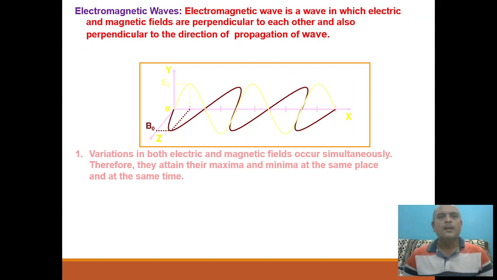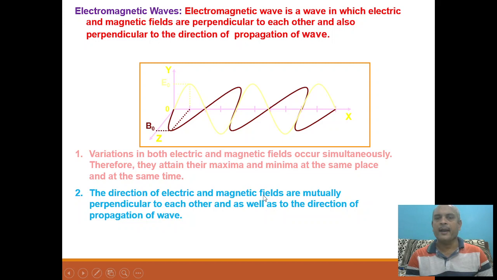First, variation in both the electric and magnetic field occurs simultaneously. It means both will go in the same phase, but in different dimensions. One may be in the x-axis, and the other in the y-axis. So the maxima and minima occur in the same phase and at the same time. This is the first condition. The phase difference must be zero. The directions of the electric and magnetic fields are mutually perpendicular, as well as perpendicular to the direction of propagation of the wave. It means we will get the wave in the third dimension.